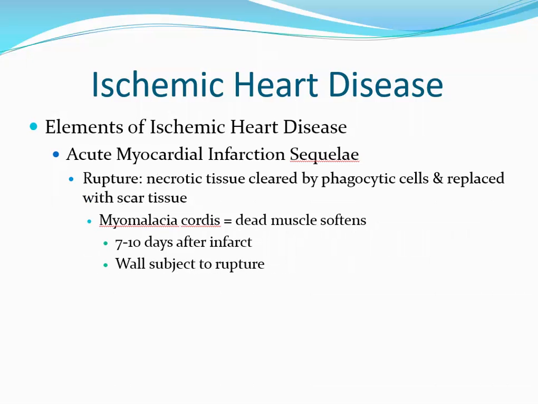Another complication is rupture. The necrotic tissue in the heart will be cleared away by phagocytic cells and replaced by scar tissue, but this takes time. One condition you will see is myomalacia cordis. This is when the dead muscle tissue softens, and this will occur for a time period of 7 to 10 days after the infarct. During this time, the wall is subject to rupturing.